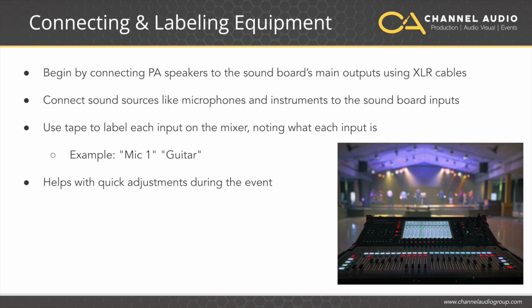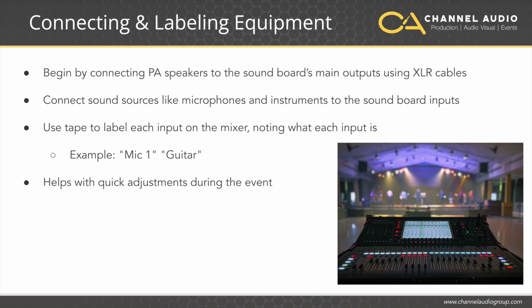Next, you'll want to start hooking your audio equipment up to the soundboard. Begin by running the male end of an XLR cable to each one of the PA speakers and plugging them into the soundboard's main output. Next, run the female end of the XLR cable to each one of your sound sources and plug them into the soundboard's inputs. Many times, you'll have multiple sound sources to consider.